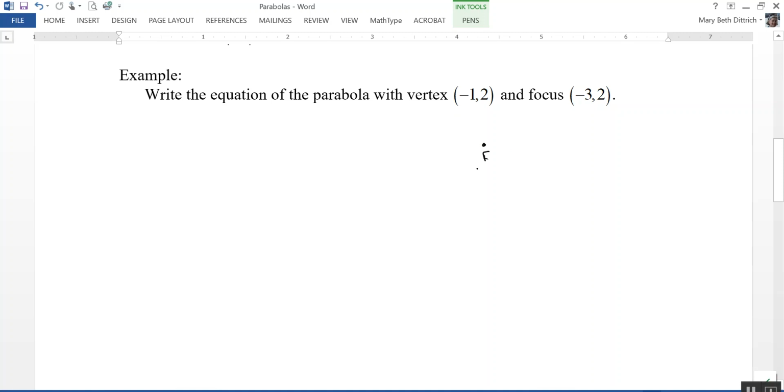So it's going to look something like this. If my focus is here at the point (-3, 2), my vertex would be over here at the point (-1, 2), and that means that my parabola, since the focus has to be inside of it, is going to open something like this. So my axis of symmetry is going to be horizontal, and it's going to be opening to the left.